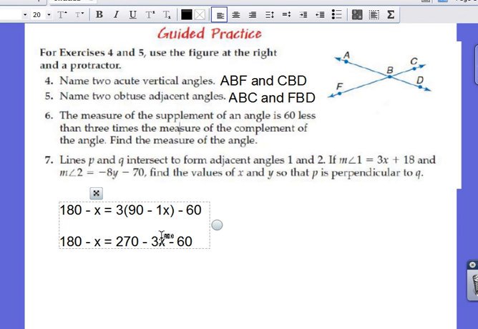Now here we have options. We can combine like terms. I can combine the 270 with the 60, make it a little bit easier to work with. So 180 minus x is equal to what? 270 minus 60, I believe, is 210. Yes, I don't need a calculator for that. Minus 3x. Alright, we're good.